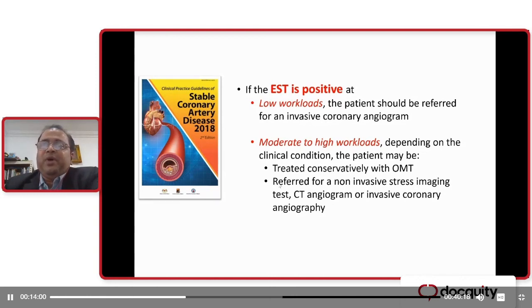Okay, at moderate to high workload, if your stress test is positive, some of them are positive at stage 3, stage 4, especially those who are athletes and so on, then you can actually discuss with the patient what to do next. Most of the time, it will be just medical treatment. But sometimes you can actually consider a CT angiogram, something less invasive, unless the patient strongly feels he wants an invasive test, especially those with a very strong family history and so on.